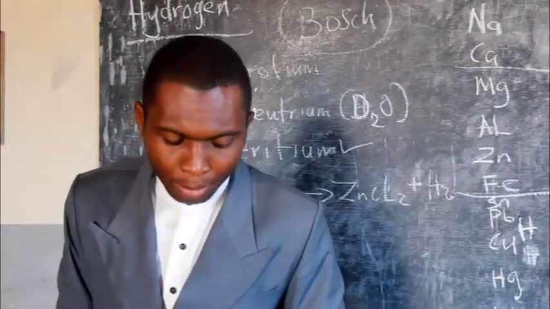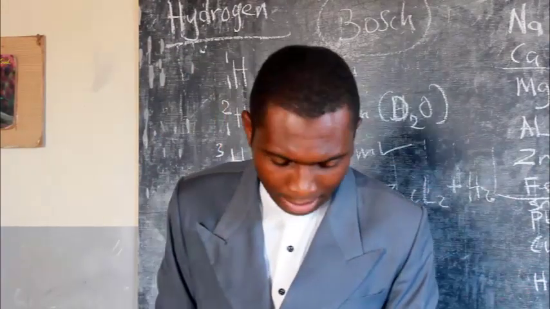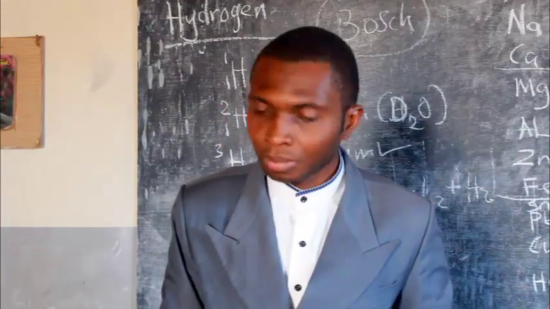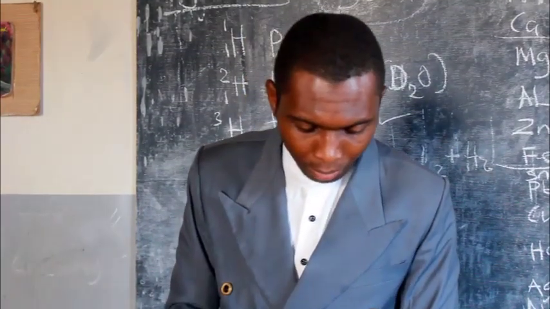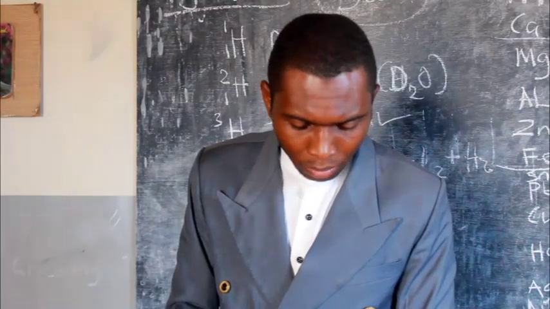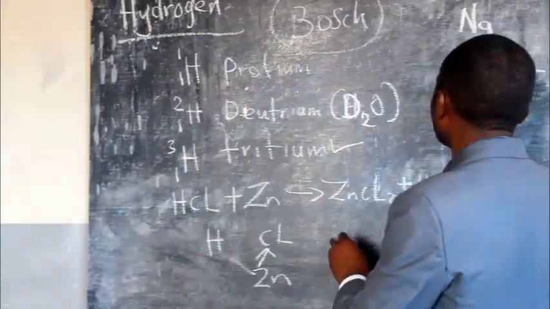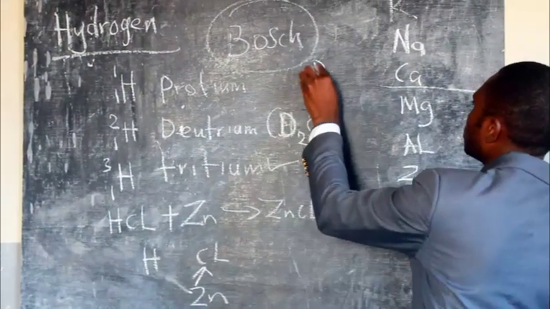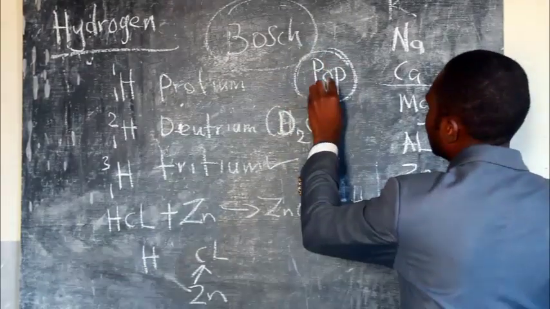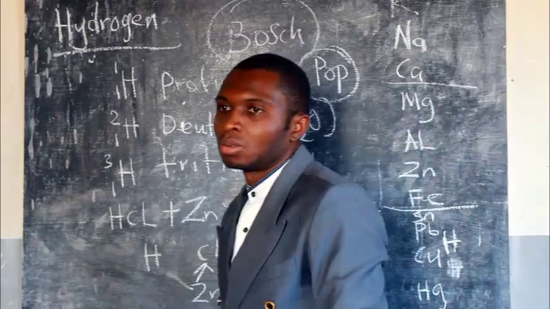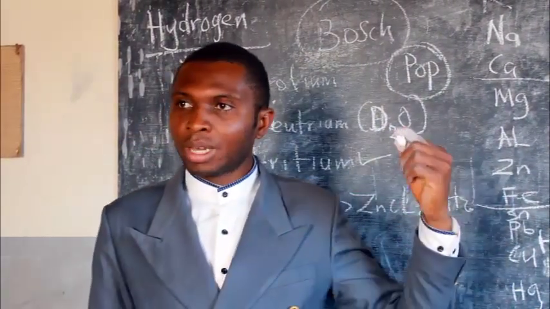Physical properties of hydrogen: pure hydrogen is colorless, odorless, and tasteless. It is also neutral to litmus paper. Now I would like us to test for hydrogen. When you expose hydrogen gas to a glowing splint, it makes a pop sound.